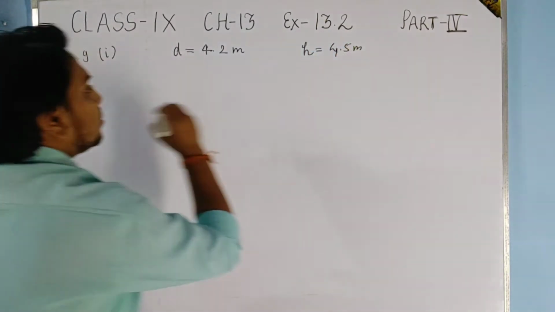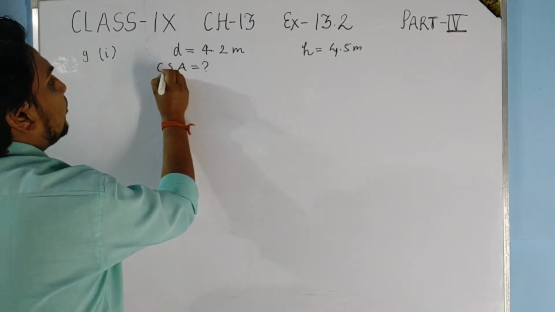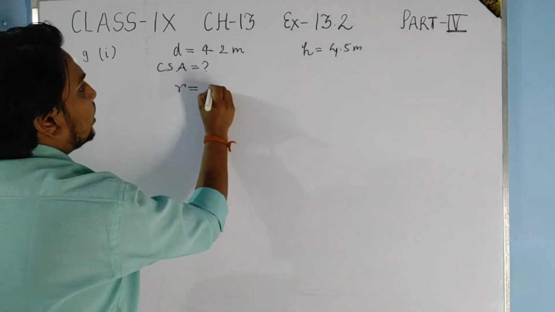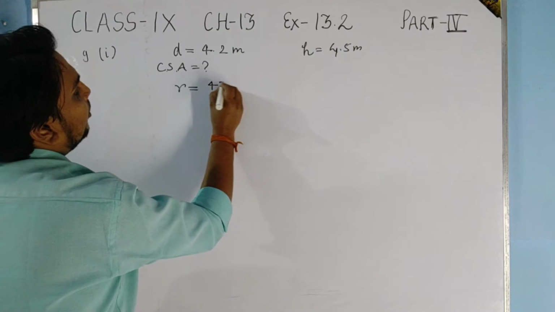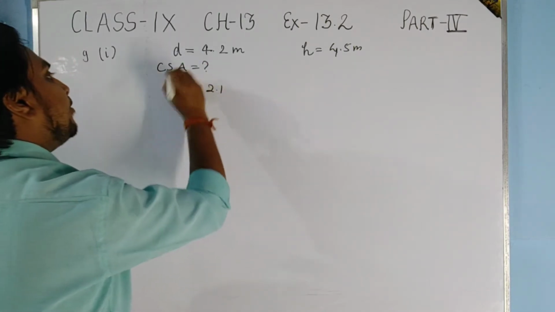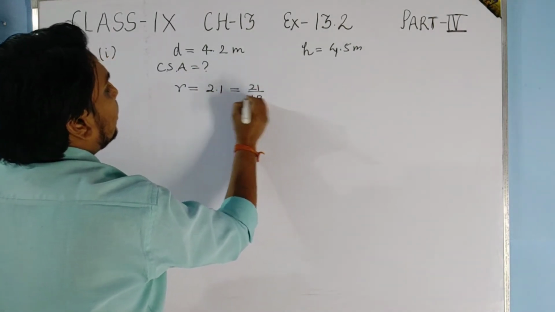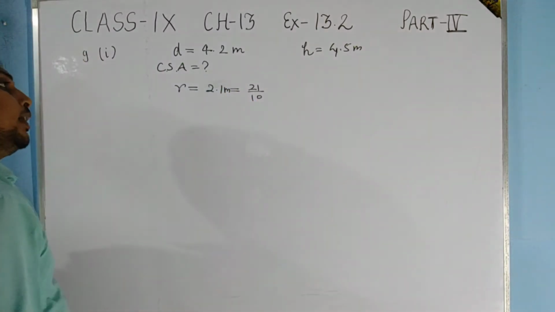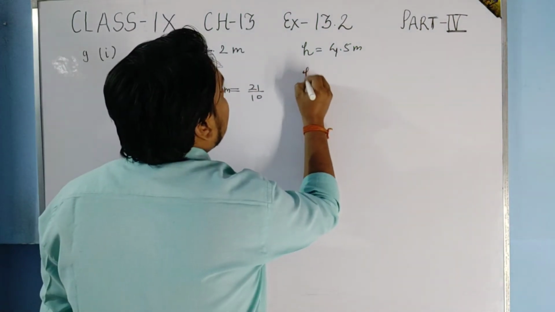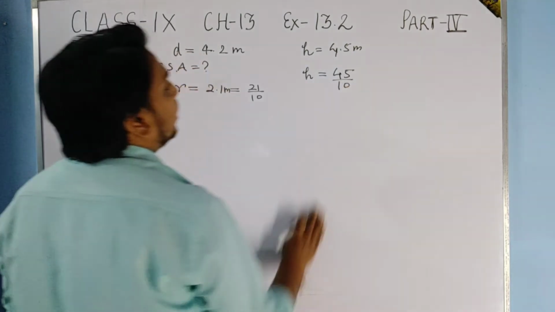So students, here we have to find the curved surface area. If the diameter is 4.2, you can say that the radius is 2.1, just half of the diameter. And 2.1 meter can be written as 21 by 10. Height is given as 4.5 meter, it can be written as 45 upon 10.